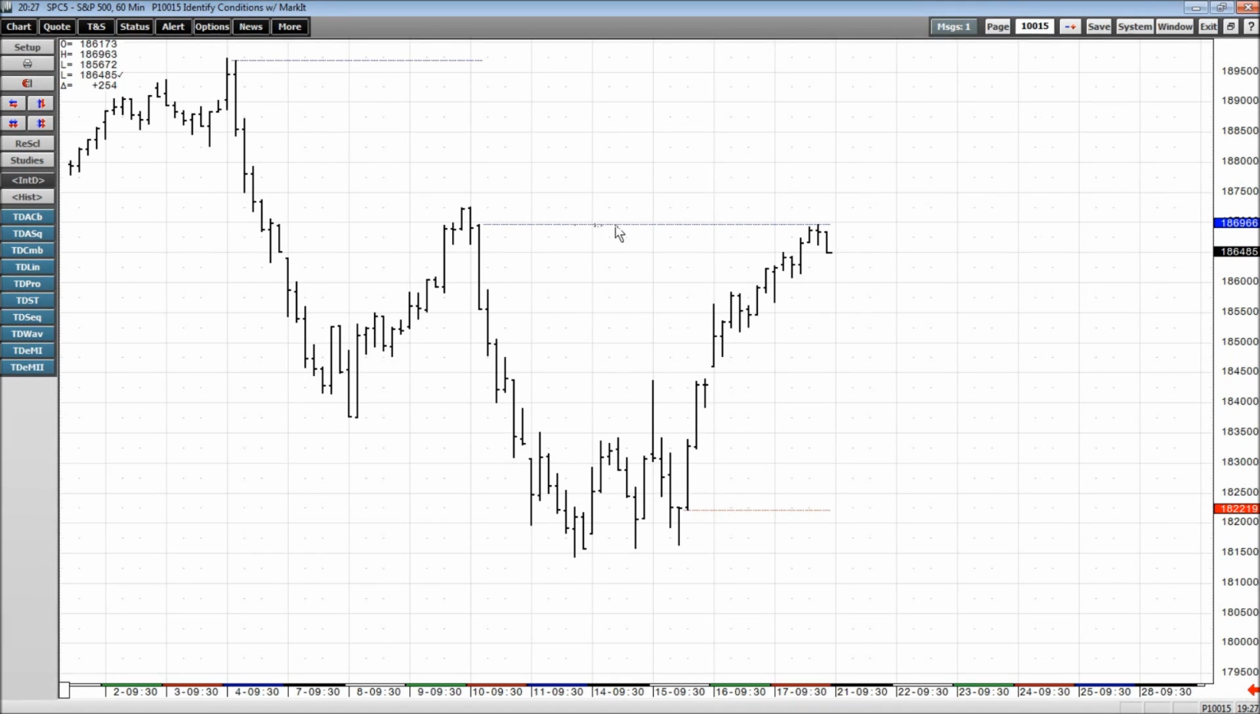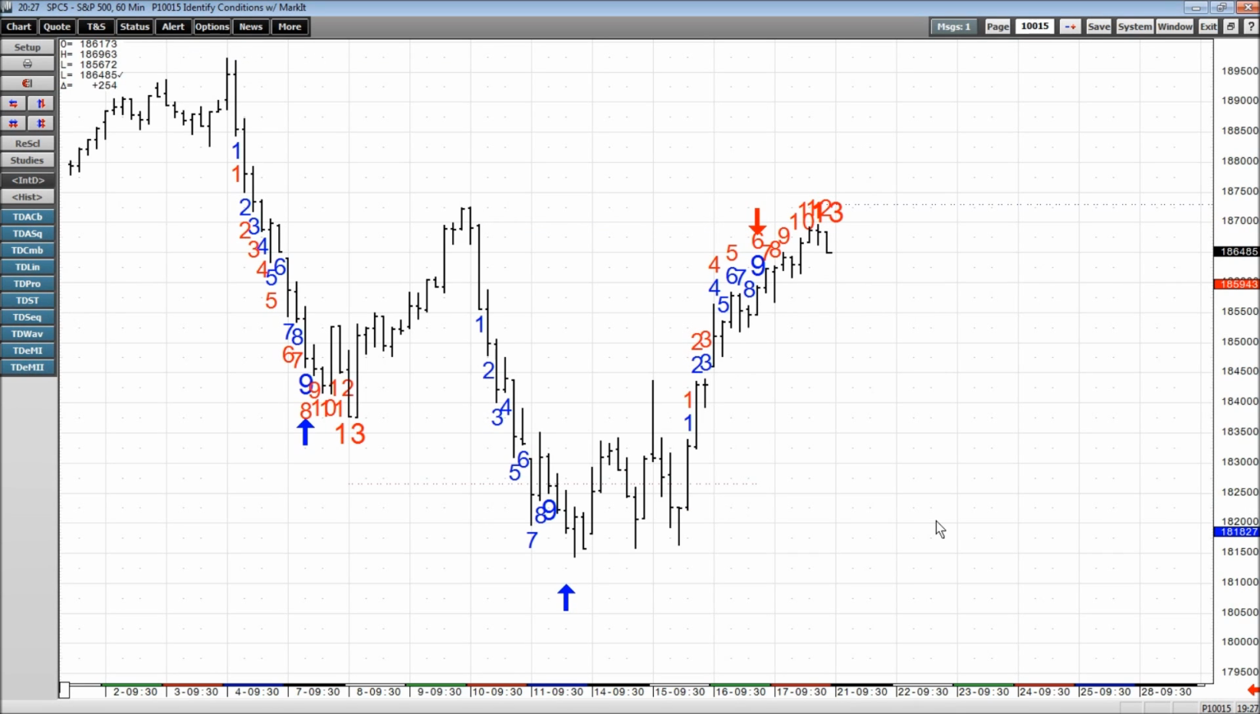So you can think of this as possible resistance. We went up and hit that line during Friday's session. The high was 1869, right at the line. We'd prefer to see the 60-minute trend break above that before we redeploy any of our cash.